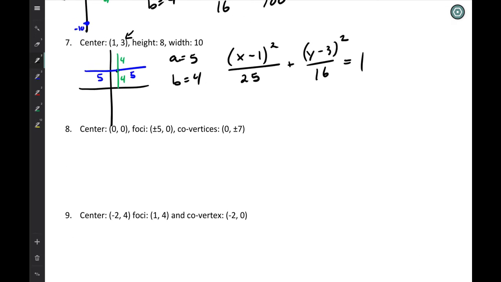All right, this next one, it says the center is at 0, 0. The foci are at positive and negative 5, 0. And the co-vertices are at 0, plus or minus 7. So let's graph this real quick. I really do think graphing helps with these problems quite a bit. So my foci are at positive and negative 5. There's one focus. Here's the other focus. My co-vertices are at plus and minus 7. It's all the way up here.